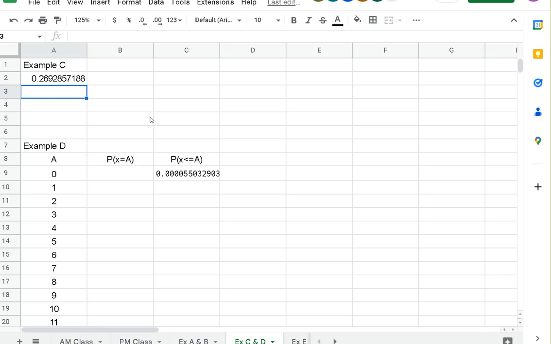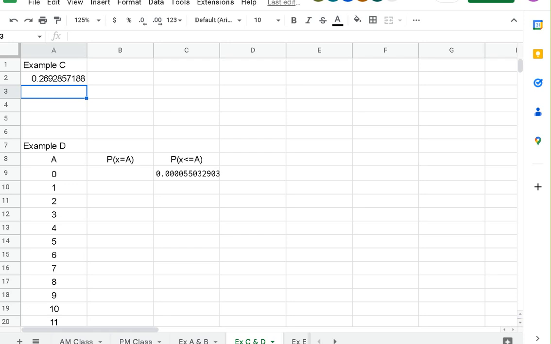Let's try a similar one with a little bit of a twist. So that's going to be example D. Are we okay with example C? So when they say exactly 3, that's the same, right? Yeah, exactly 3 means x equals 3, and that's it. Not higher, not lower, exactly 3.